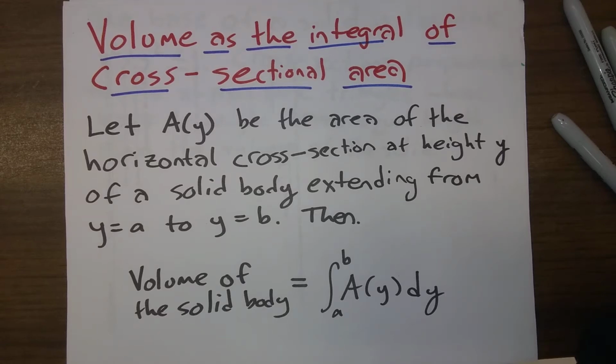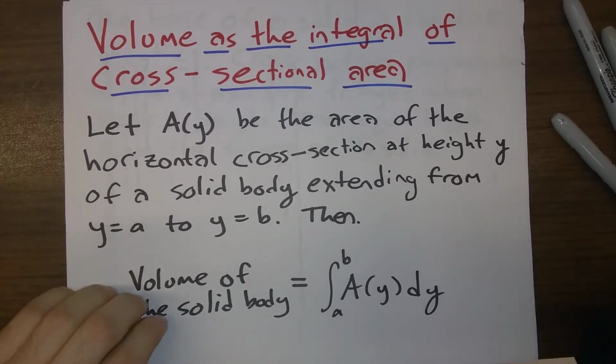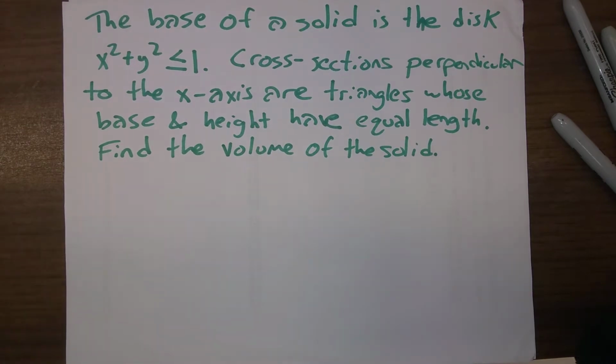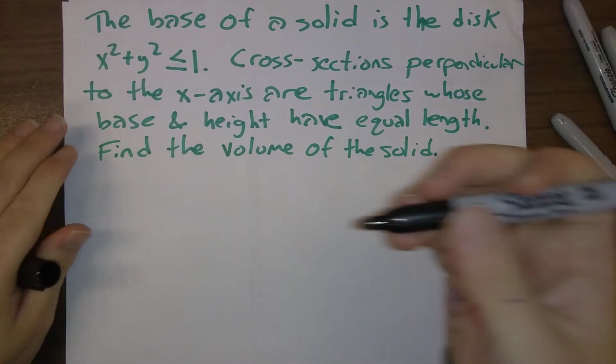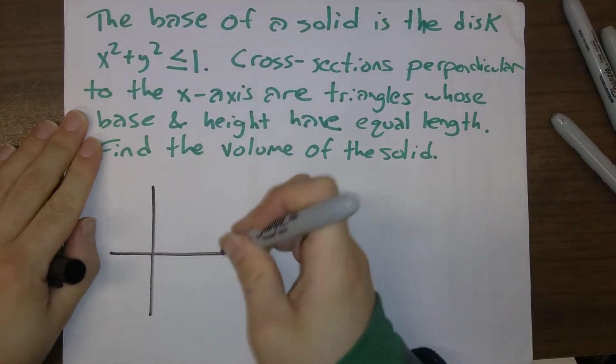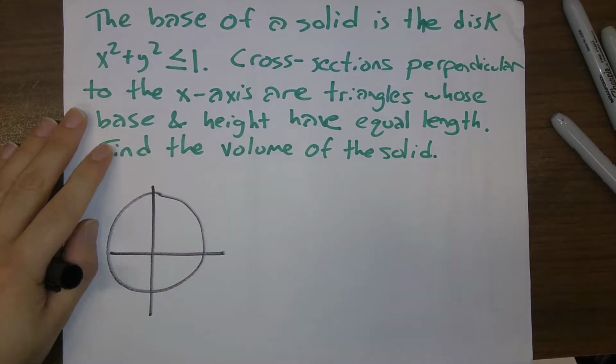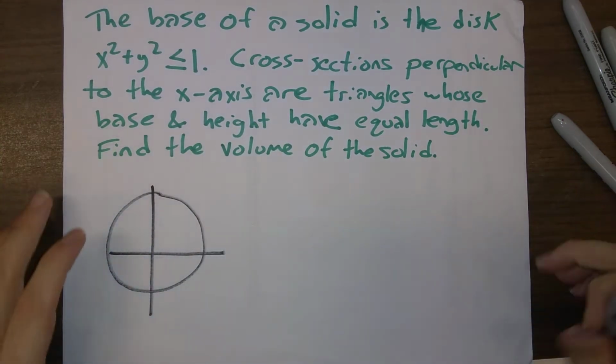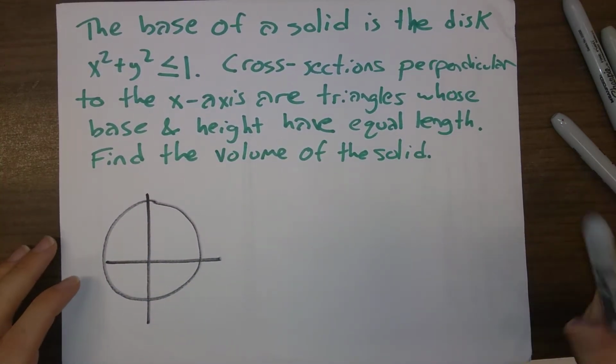In this video, let's do a couple more examples of using this formula to calculate volume after we figure out cross-sectional area. So the first problem we'll look at is: the base of a solid is the disk x squared plus y squared is less than or equal to 1. So let's draw that picture here. This is the base of our solid.